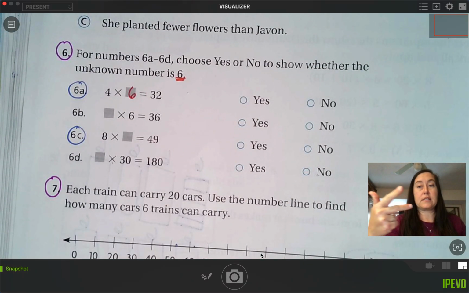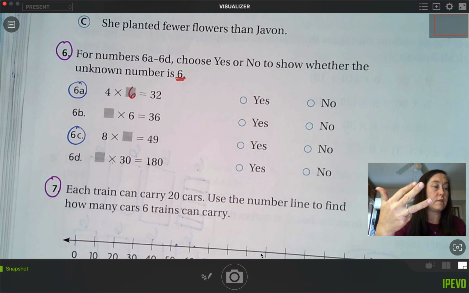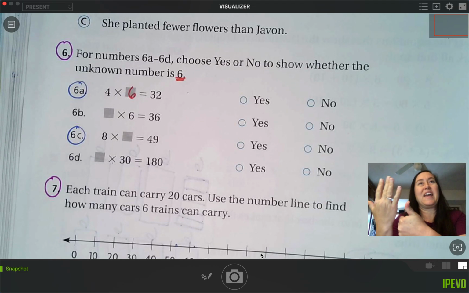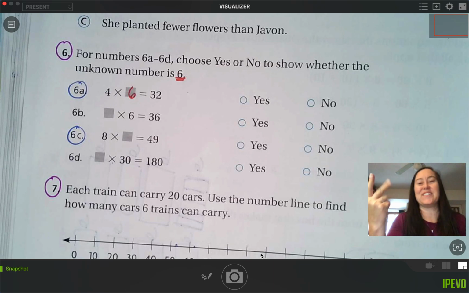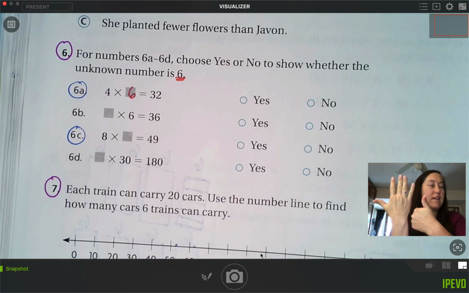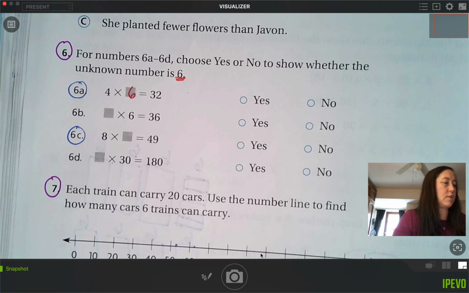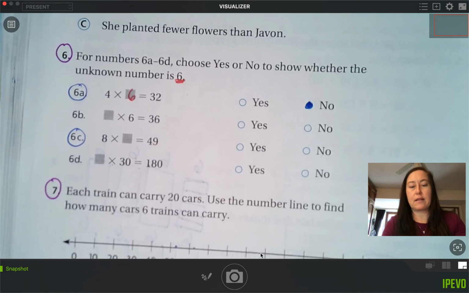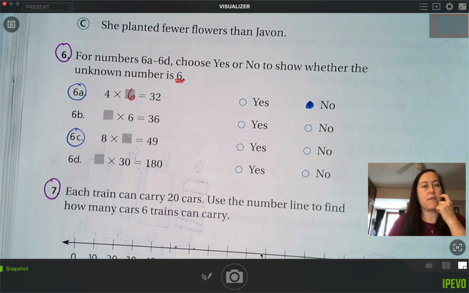6, 12, 18, 24. Well, 4 6s is 24. Or 4, 8, 12, 16, 20, 24. That's how we roll our 4s. So it's 24. Didn't work, so no. That one is a no. Even though my brain got a little fuzzy there for a minute, rolling by 4s.